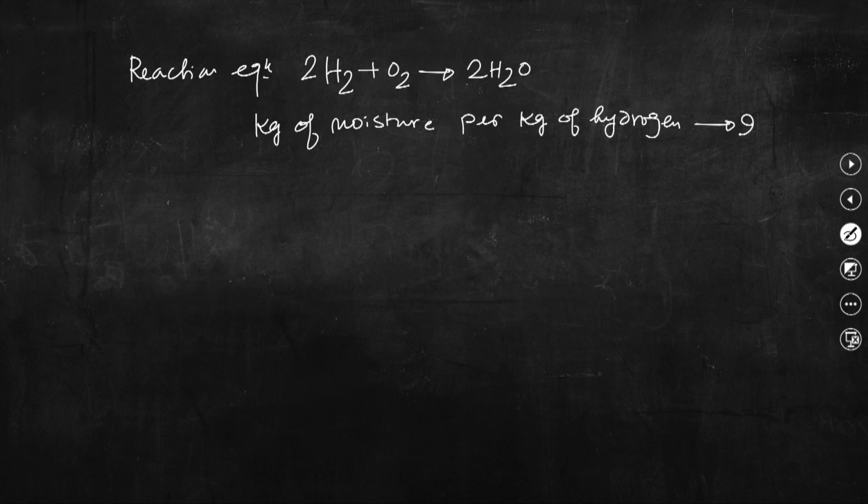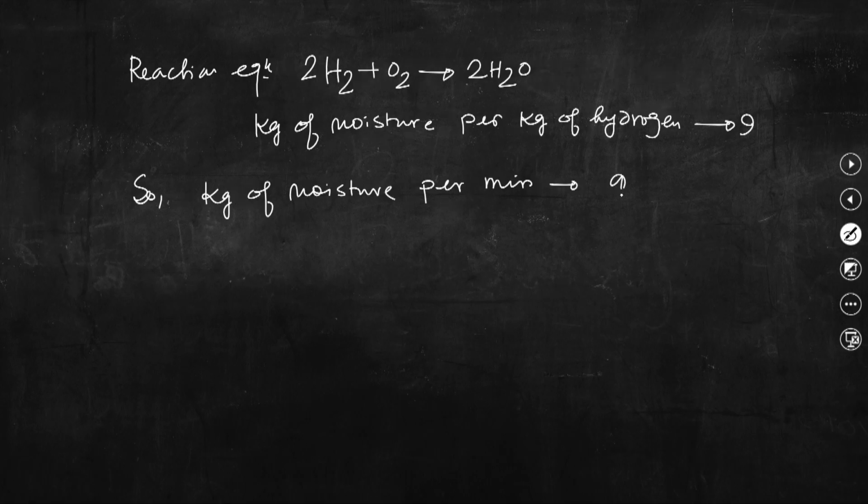So, that we can understand from this very simple reaction that you have studied in your 10+2 chemistry course. That means, from this equation we can calculate kg of moisture per minute, that is equal to 9 into 0.11 into 1.3. So, this is the per minute kg of moisture we are getting. So, this is one answer for this problem.